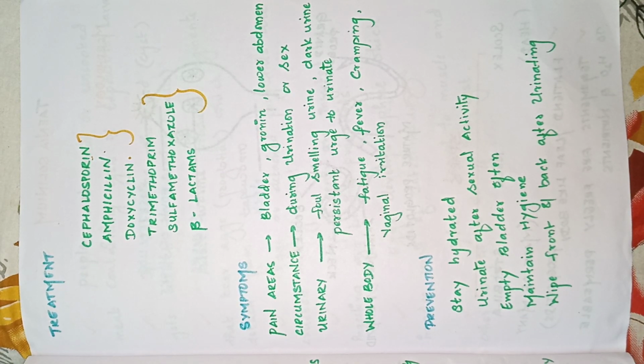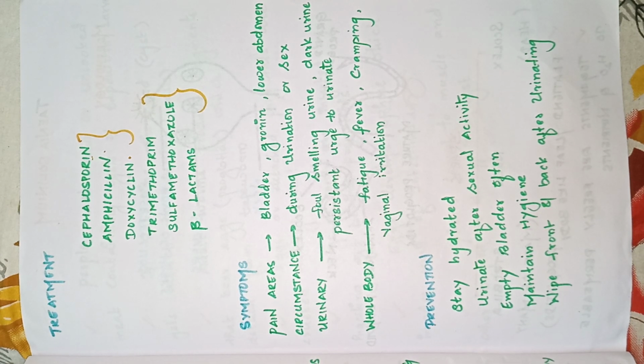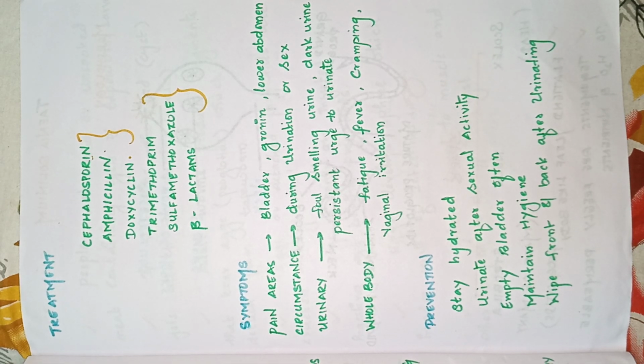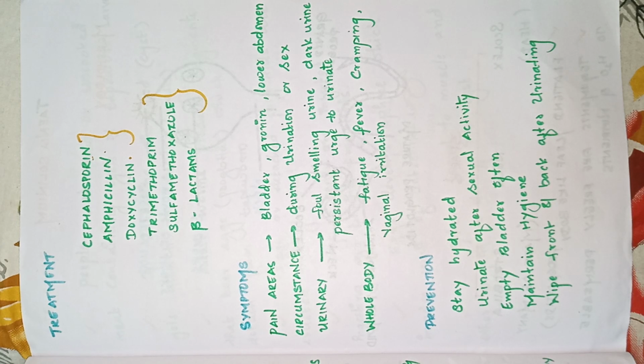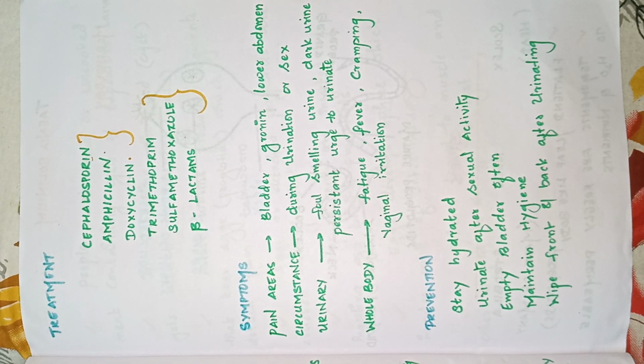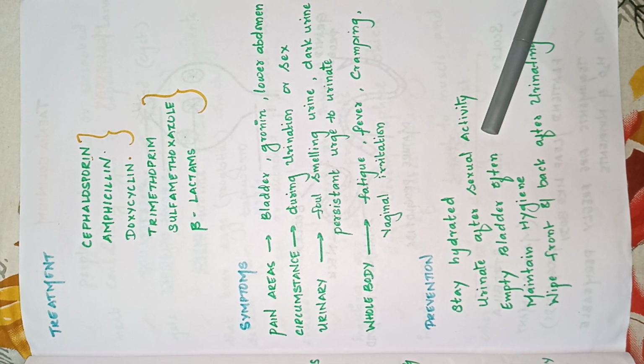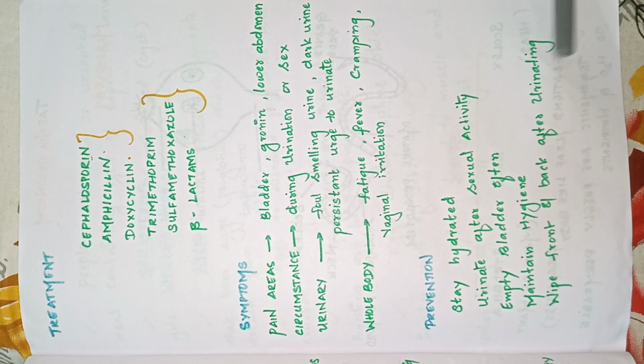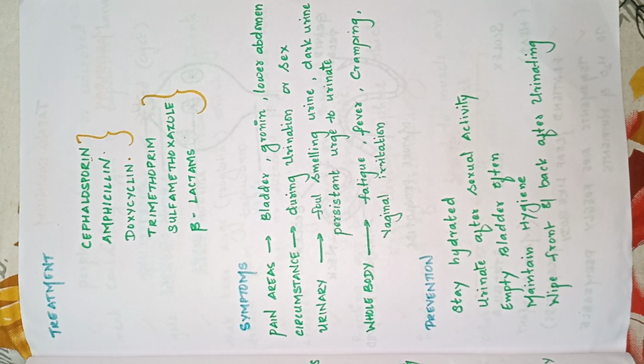And how can we prevent it? Staying hydrated is the best option. Urinate after sexual activity, so that we can flush out the infection-causing bacteria that cause UTI. Next, we have to empty the bladder often, and maintain hygiene. Maintaining hygiene will help a lot. Wipe front to back after urinating. All of this comes under hygiene. So we have to maintain proper hygiene to escape from this type of infection.